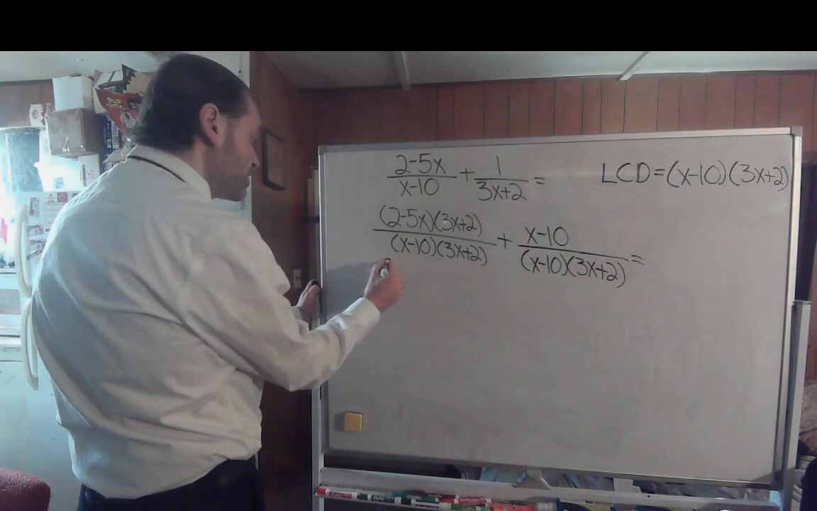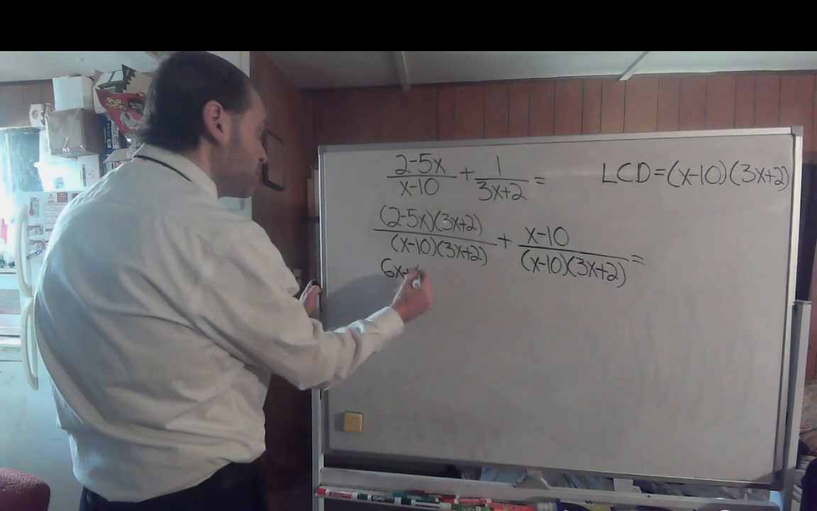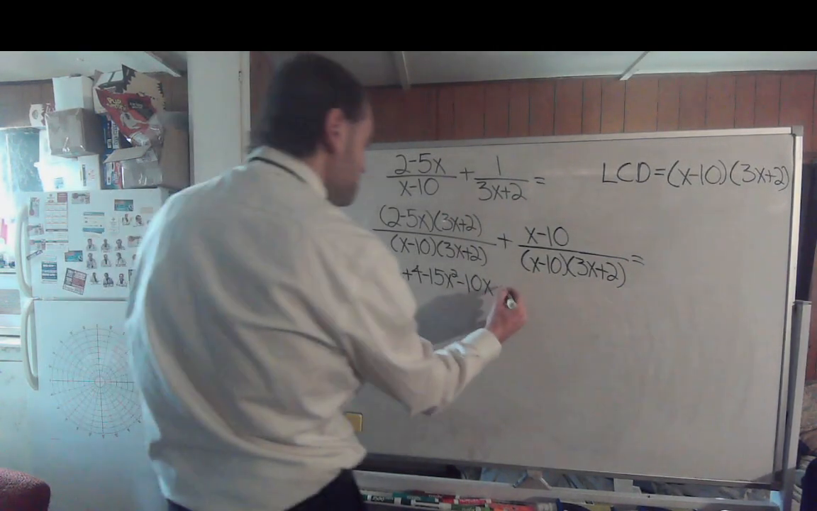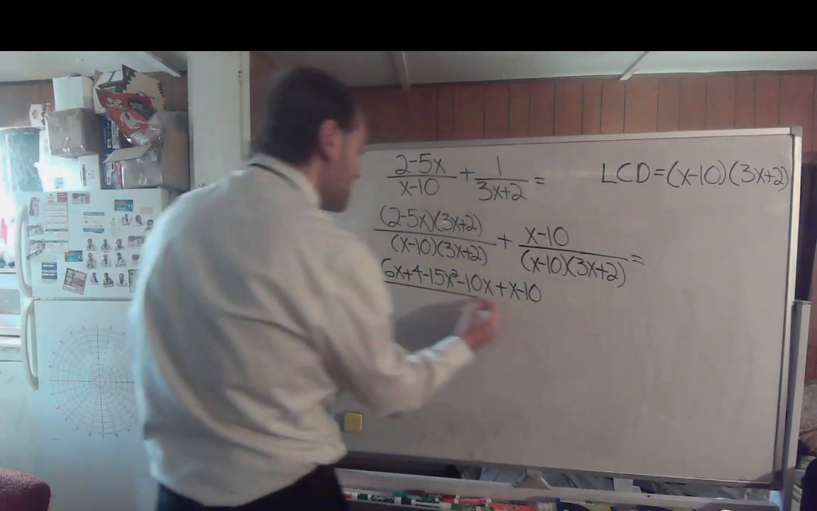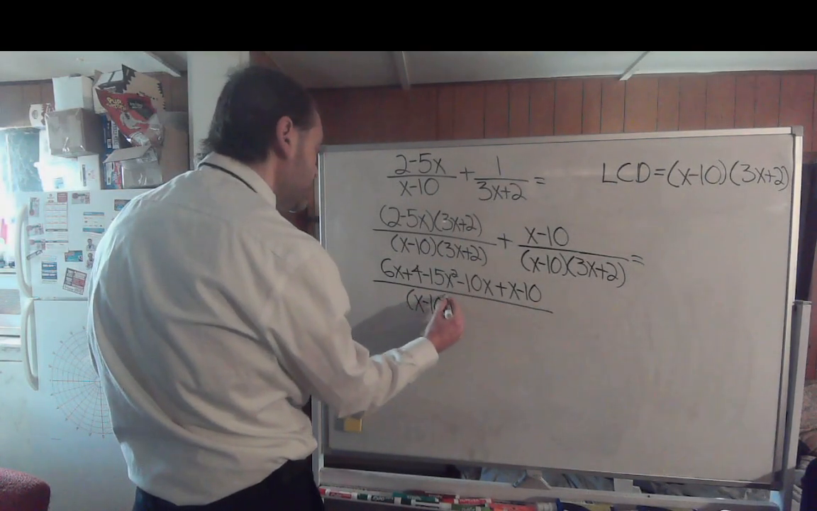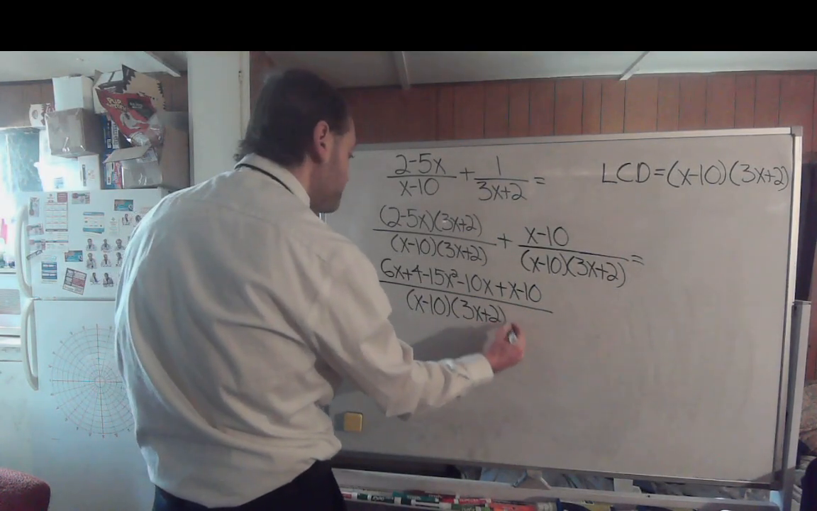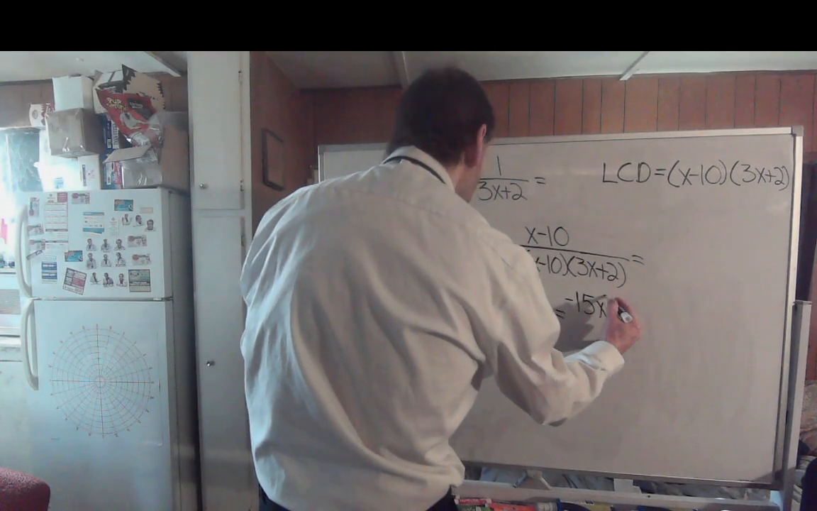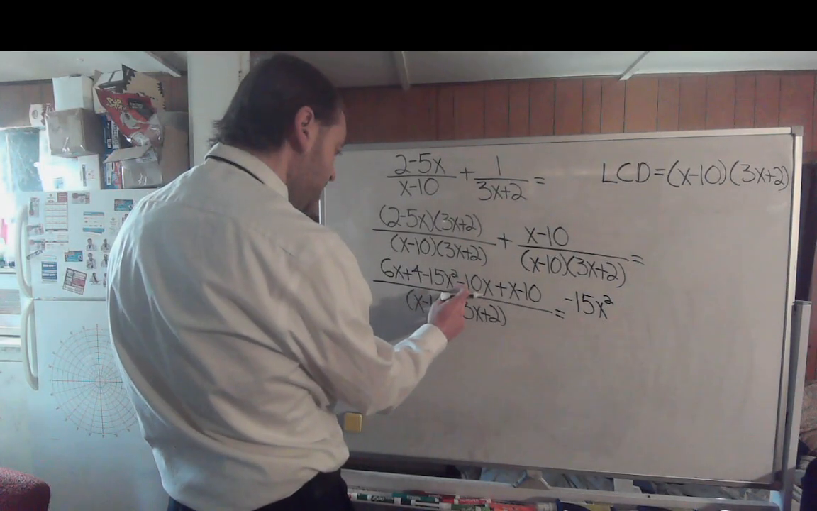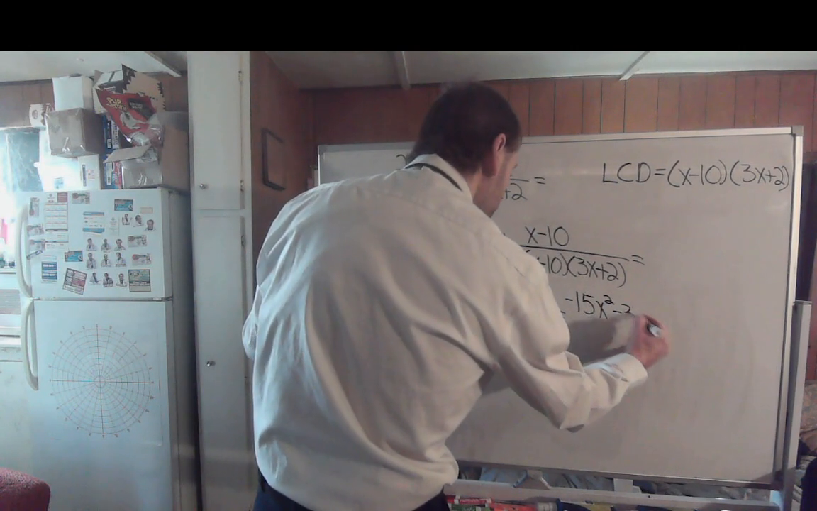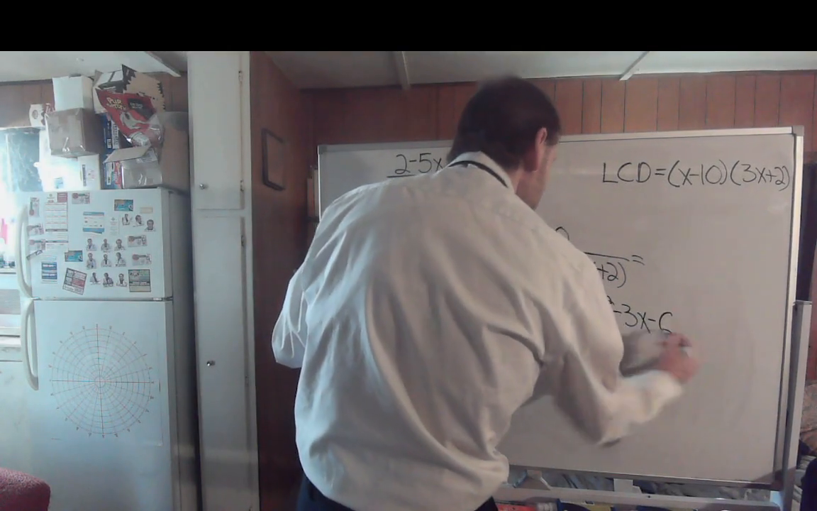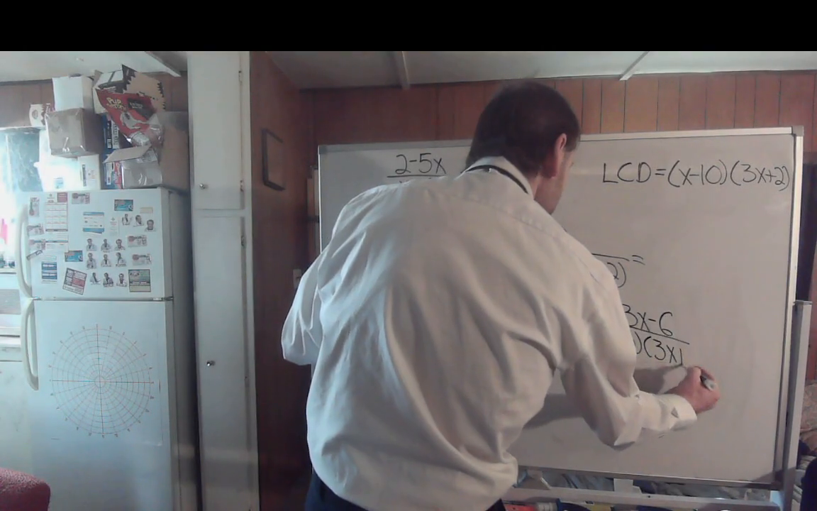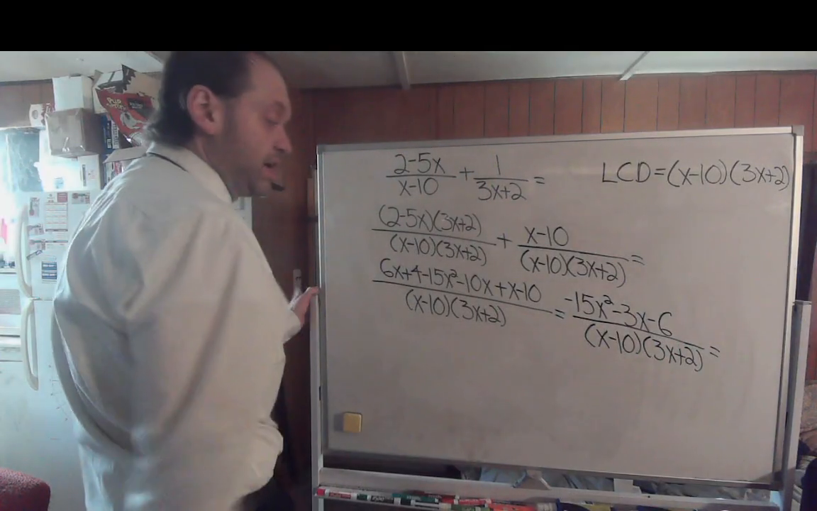So let's see, this would turn into 6x plus 4 minus 15x squared minus 10x plus x minus 10, all over the quantity (x minus 10) times (3x plus 2), which would simplify into negative 15x squared minus 3x minus 6 all over the quantity (x minus 10) times (3x plus 2). Let's see if we can factor out anything in the numerator any further.